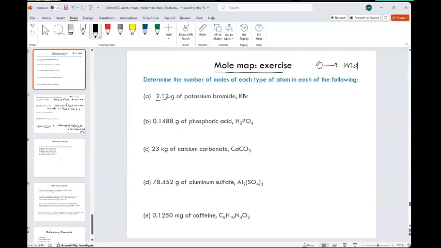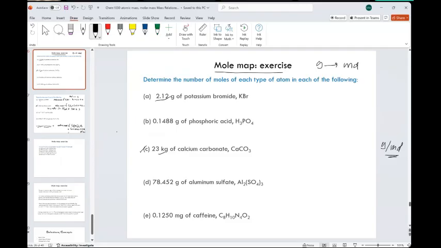So number C, look at number C. Here you have 23 kilogram. It is not in gram, it is given in kilogram. 23 kilogram of calcium carbonate, so that CaCO3. So what does that mean? That means molar mass you will find in gram per mole. That is the unit. But your given unit is kilogram. So we have to maintain the same unit in order to calculate. So you need to convert this into gram first.